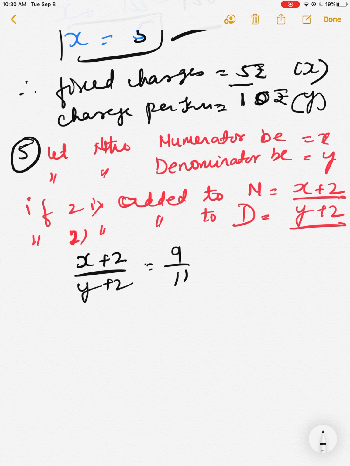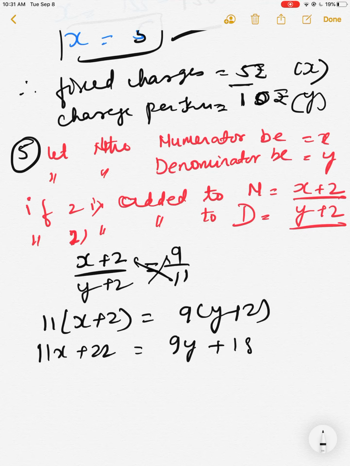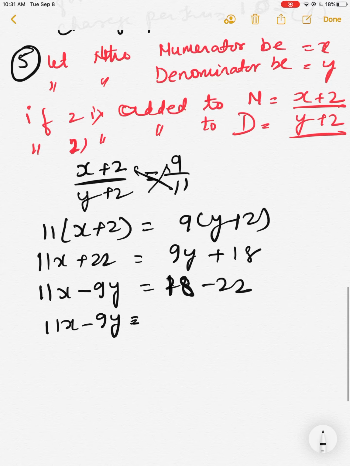Now cross multiplication. So 11 into x plus 2 is equal to 9 into y plus 2. 11x plus 22 is equal to 9y plus 18. So let us bring x to one side. 11x minus 9y is equal to 18 minus 22. Okay, 11x minus 9y is equal to minus 4. This is equation 1.